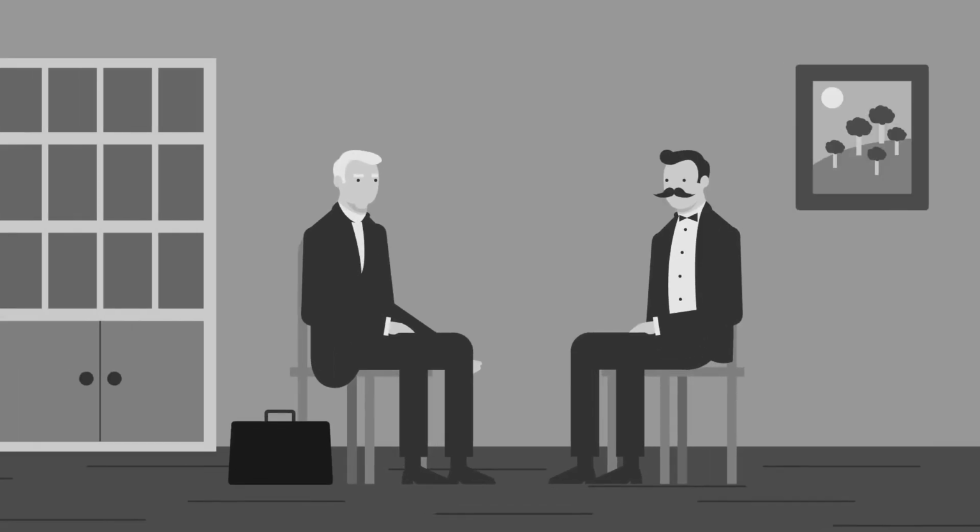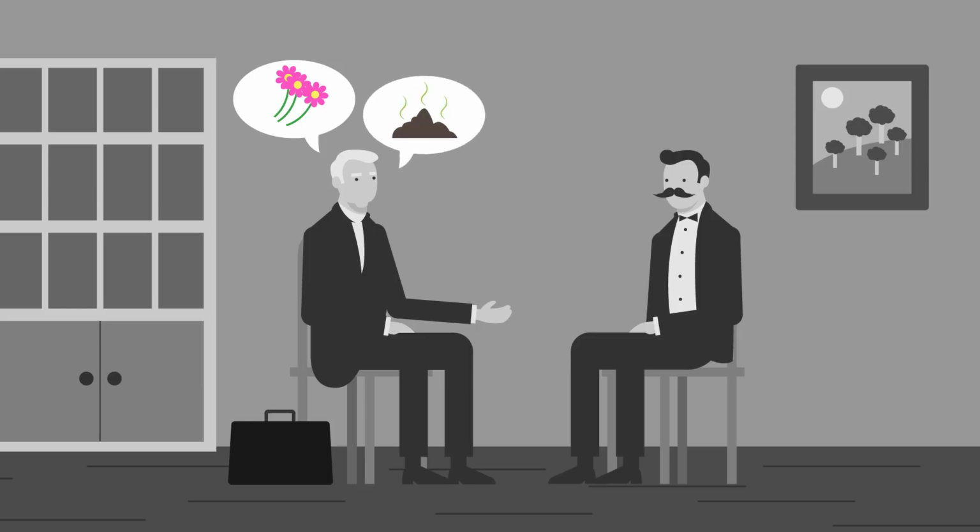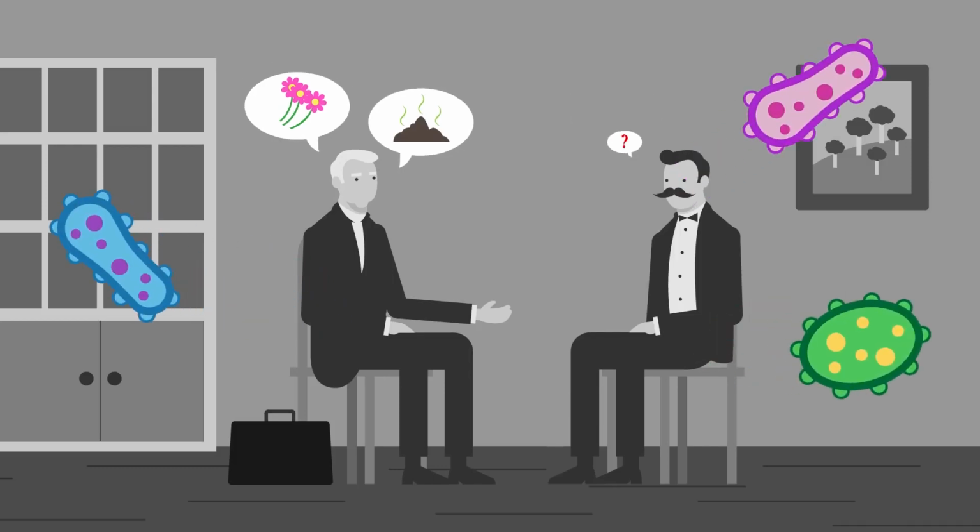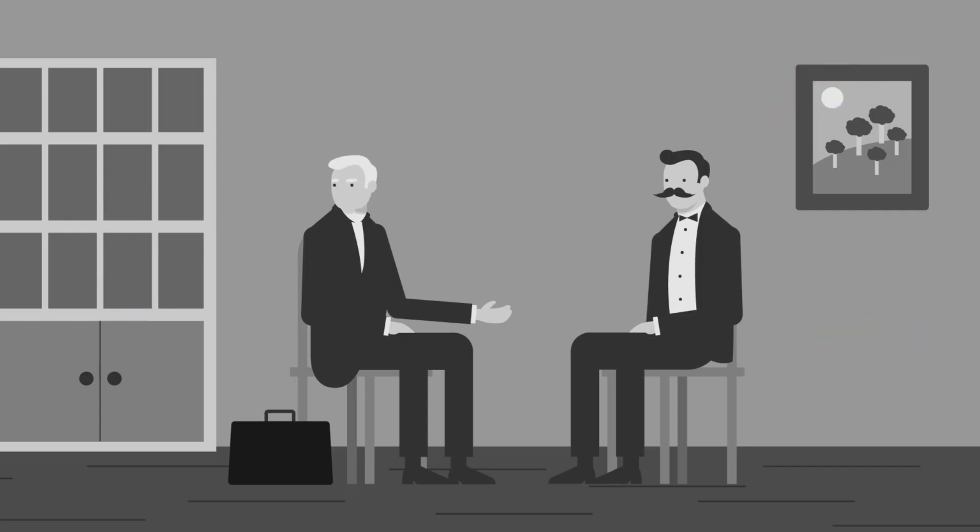If you were alive 200 years ago, you would have been given some very strange advice on how to avoid getting ill. You might have been told to carry sweet-smelling flowers with you or avoid going to smelly places. This was because at that time, people didn't understand that infectious diseases were caused by microorganisms. And they didn't know that because they couldn't see them.